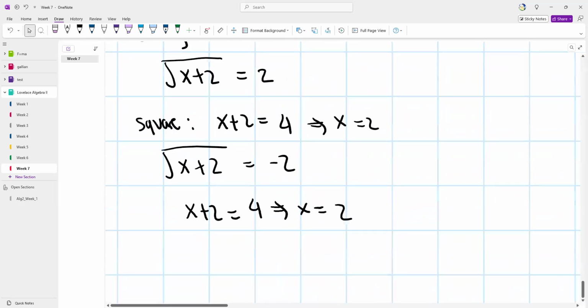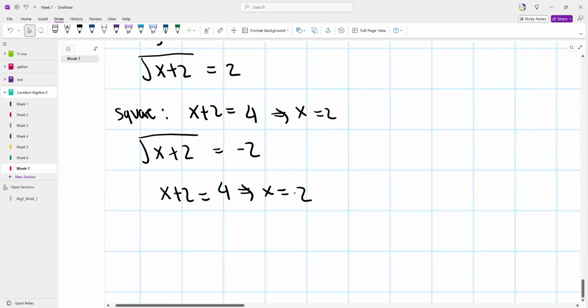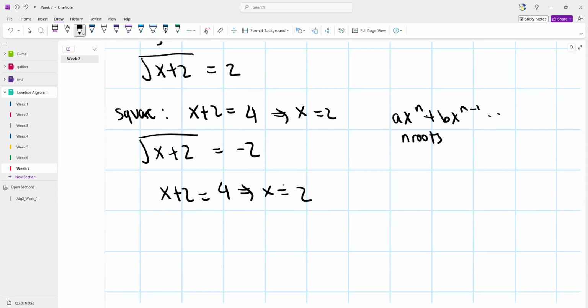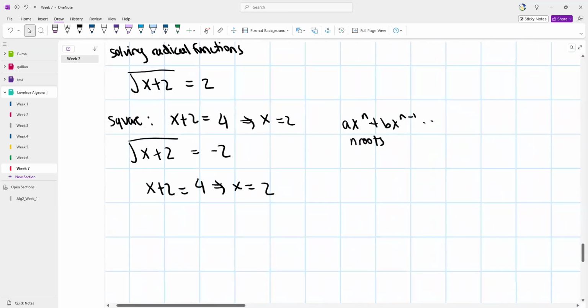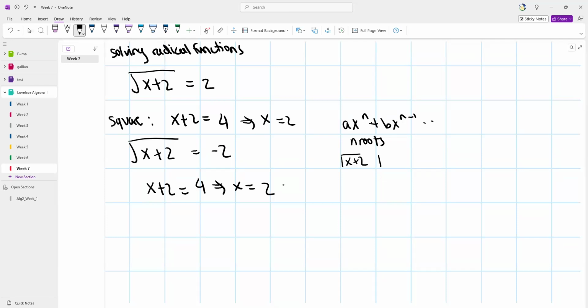So what happened here? The reason is, when you have a polynomial like ax to the power of n plus bx to the power of n minus 1 and so on, we learned earlier in the polynomials chapter that this kind of polynomial of degree n has at most n roots. And if you think about radical functions in this way, then this technically has degree 1 over 2.